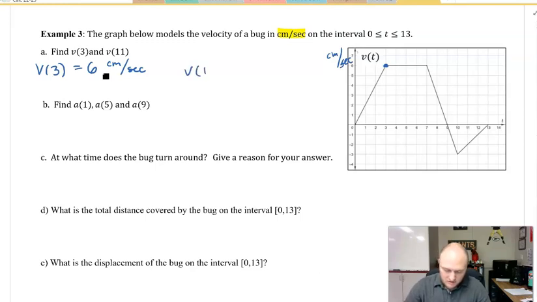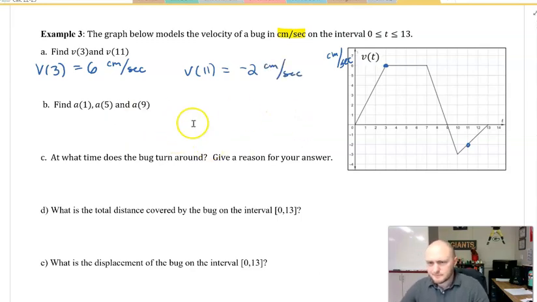Okay, and then they want v of 11. Take a second, pause me. What's v of 11? Okay, and hopefully you got negative 2. Negative 2 centimeters per second. Did you include centimeters per second? All right, B, find A of 1, A of 5, and A of 9.